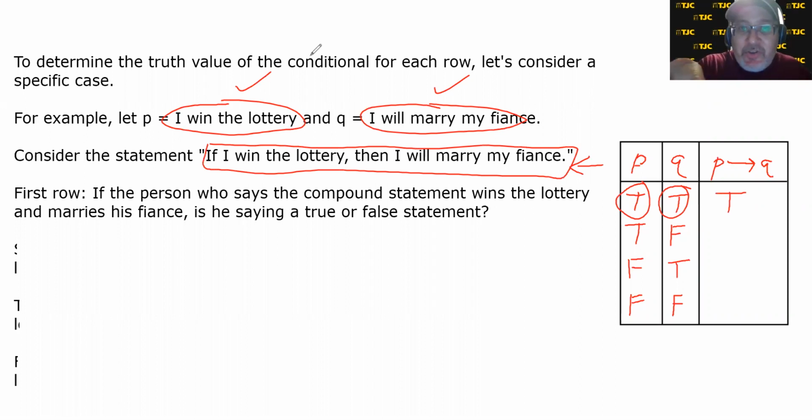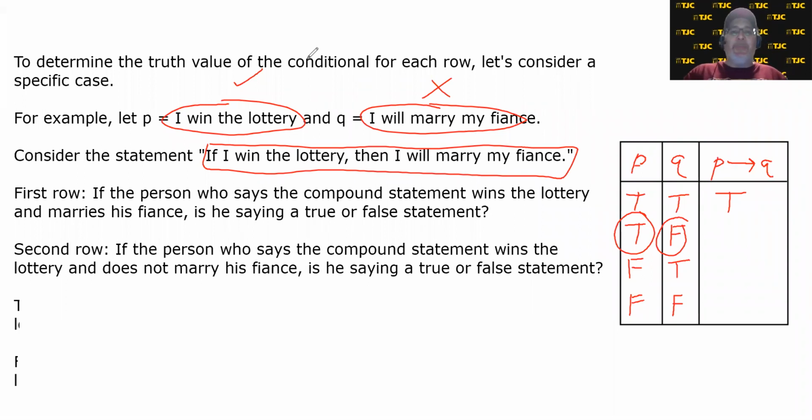So if both halves, the antecedent and the consequent, and I'm going to use those words, if the antecedent and the consequent of a conditional are true, then the conditional itself is true. What about on the second row? True, false. What if I win the lottery and then I don't marry you?